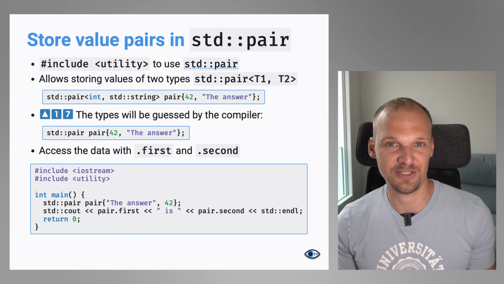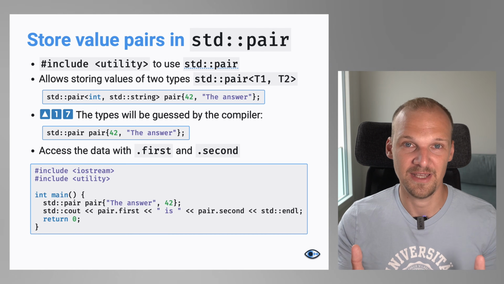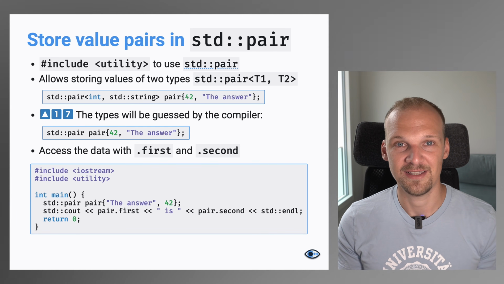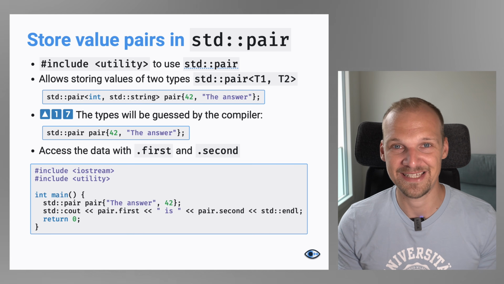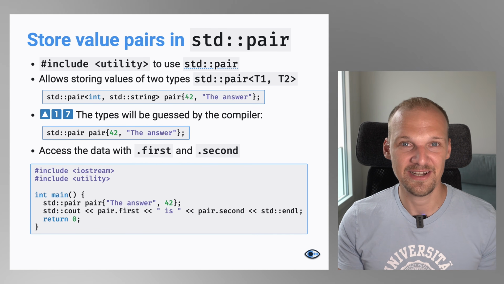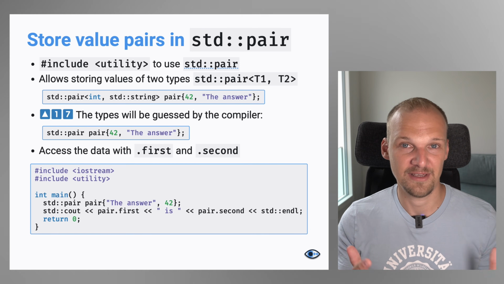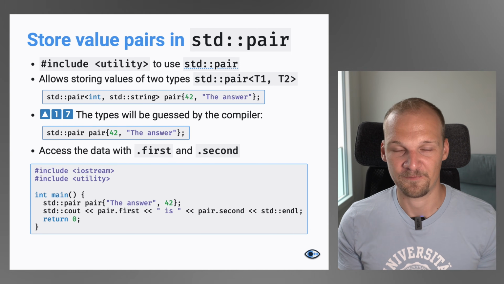It basically is just that. It's a pair of values of different types. It is a very useful container. It's used a lot in C++, and we will have a lot more use cases for it coming later. But if you want to just use it for yourself, then you have to include the utility header and then just use the std::pair.